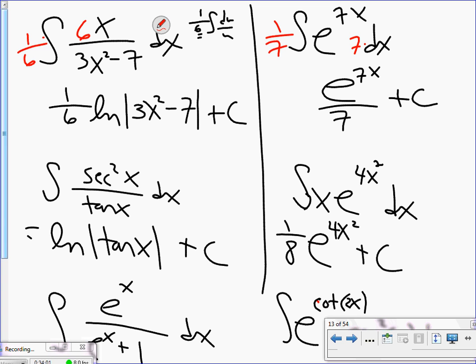Now, because, right, if you want to integrate e to the u, you have to have the derivative of that. 8x. So you need a 1/8 on the outside.